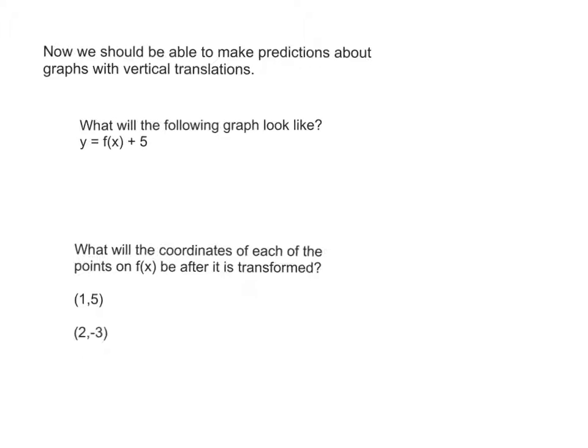So now we should be able to make predictions about graphs with vertical translations. What will the following graph look like? Y equals f of x plus 5. What will that graph look like? This graph, f of x plus 5, will be congruent to f of x. So what that means is whatever f of x was, it's going to be the same size and same shape, but translated up 5 units.